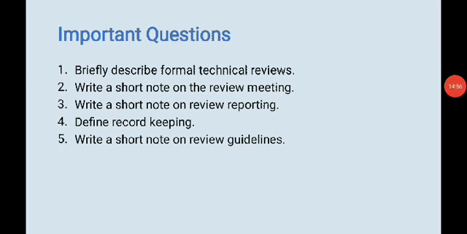And the important questions that follow are: first, briefly describe formal technical review. So you have to give the entire lecture in here. Sometimes short questions come up like write a short note on review meeting, a short note on review reporting, define record keeping, and write a short note on the review guidelines. So we have covered all these topics, right?